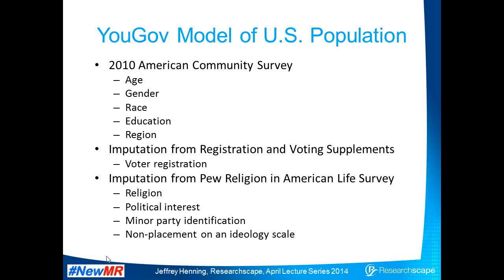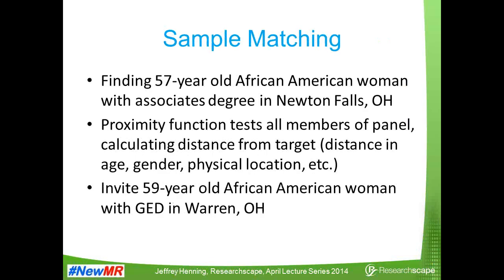So they've built a model of the population. And you can actually take the census data, and I've done this, and build a model pretty easily using those first points. And now, with that model in hand, what they do is they say, okay, we're going to take a random sample of this model we built. We found that 57-year-old African-American woman with an associate's degree in Newton Falls, Ohio, so that's in the database. And now we're going to look in our panel, and of course, we don't have that exact person in the panel. But what we're going to do is try to find the person who's closest.